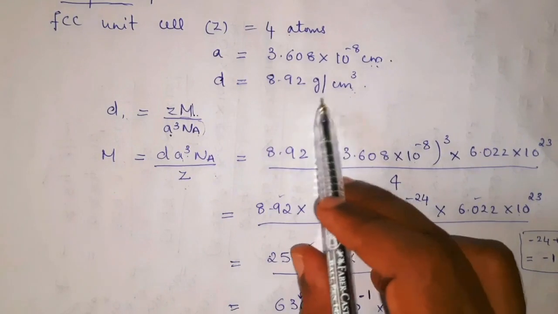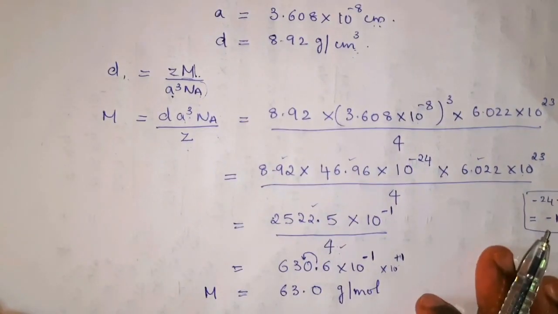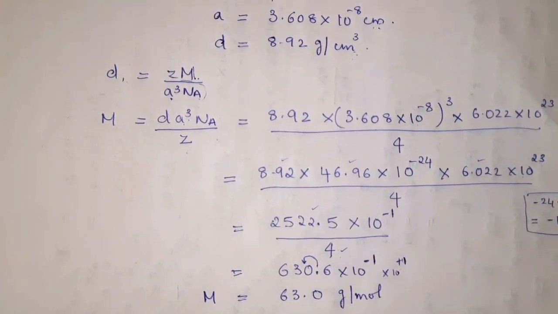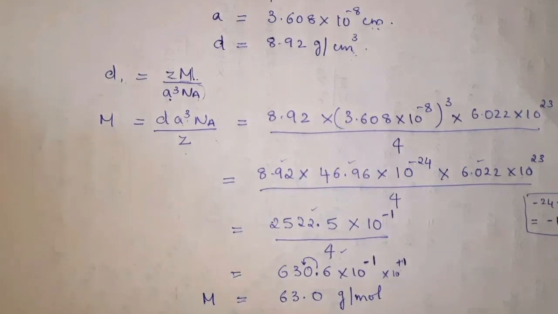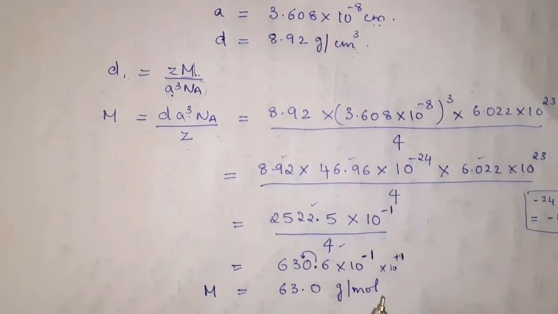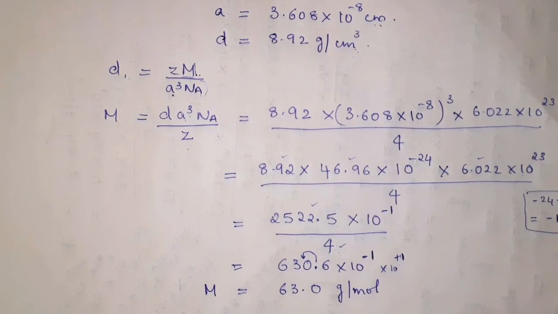Okay, this is how you get, that is gram per mole, because we have taken here, you can see here density, everything is in grams. So this will be gram per mole. So molar mass is 63.0 gram per mole. Now what we have to do? We need atomic mass, isn't it? This is molar mass. We need atomic mass.